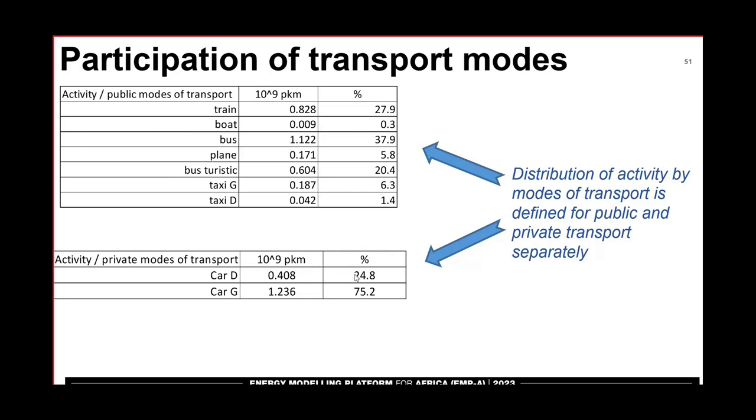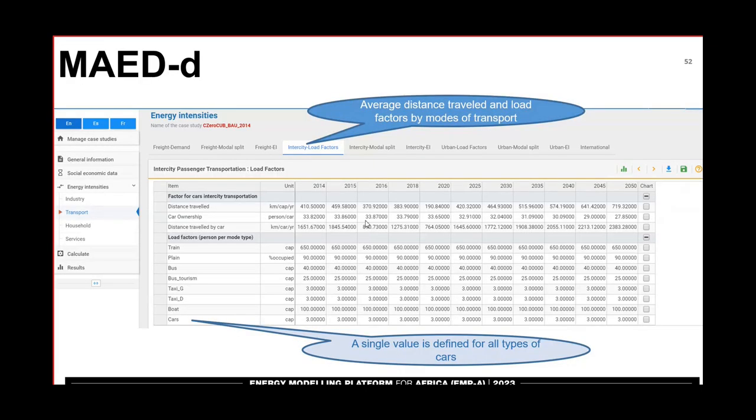That means the sum of the modal split of private modes should be 100, and the sum of public transportation modes should also be 100. So that is how the input parameters that we need. And where are we typing them? Here, for example, as I was saying, you have only one place for cars to specify the load factor for cars. But for other transportation modes, you can specify their load factor easily here.